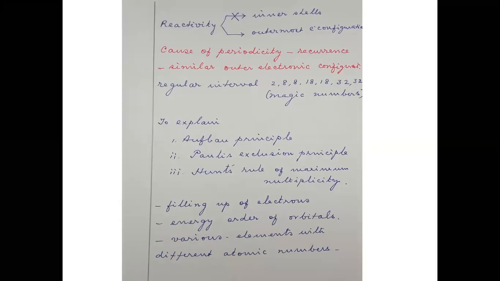Therefore, for the filling up of electrons, the energy order of orbitals has to be explained, and how the orbitals are getting filled up in various elements with very different atomic numbers. If you are able to fill up the electrons in the orbitals in the correct sequence and in the correct order, then you can very easily speak about the various characteristics. You can even speak about the characteristics which are not found so far. So these are all the secrets behind the periodicity and the electronic configuration.